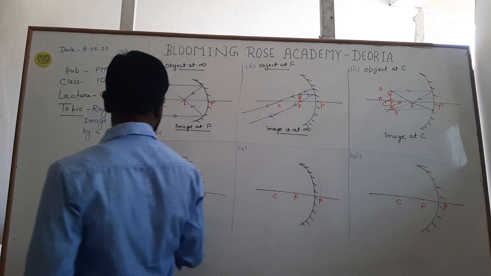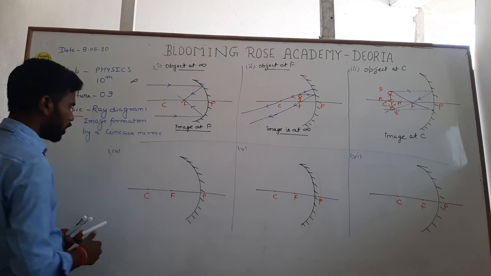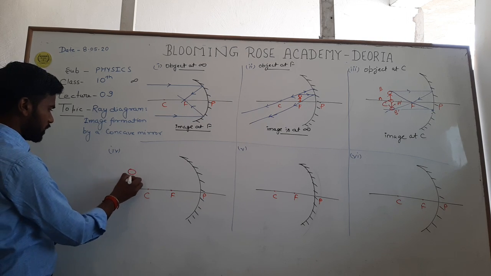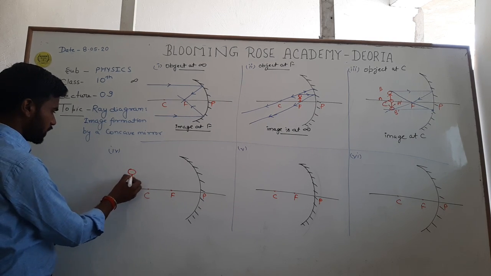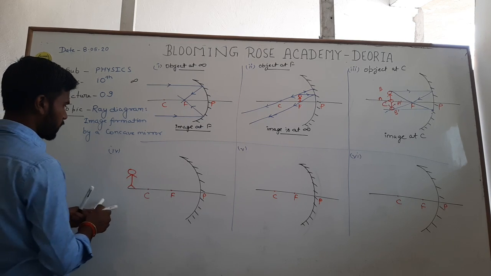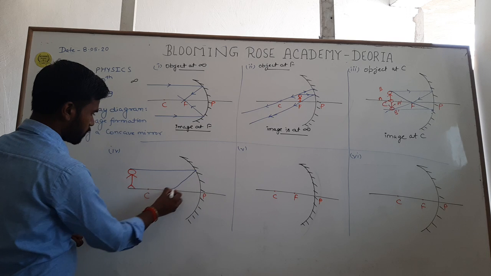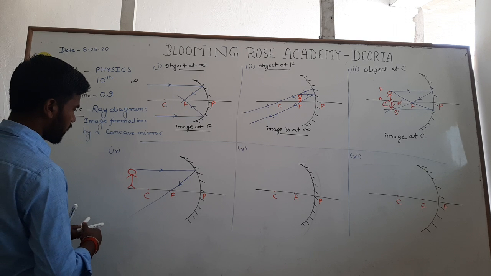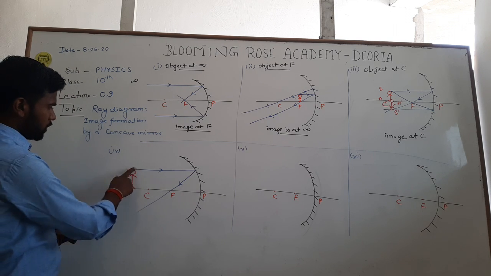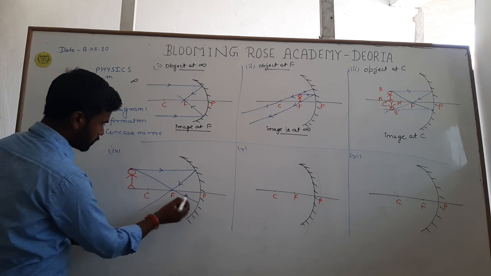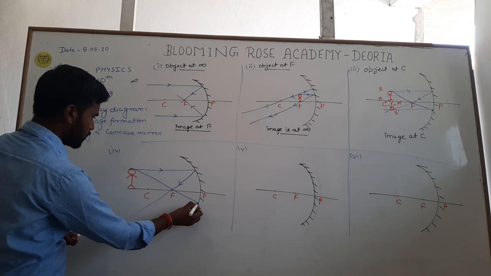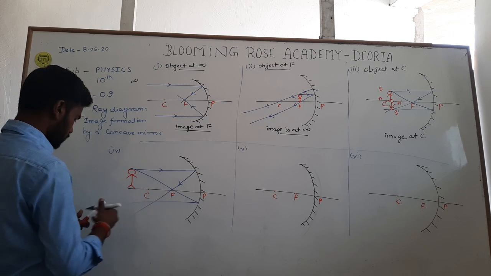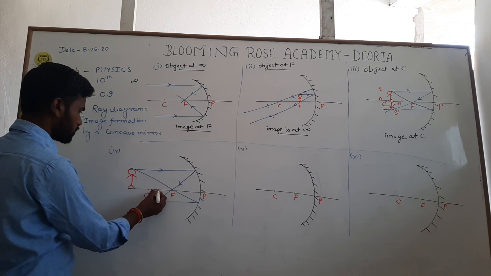For the next condition, you have to put the object beyond C. So when you put the object beyond C, means between C and infinity, when the rays of light are parallel, then it will pass through the principal focus like that. After that, the second condition: when it goes through the principal focus, then after reflection it passes parallelly. So here you can see that the image of the object is between C and F.